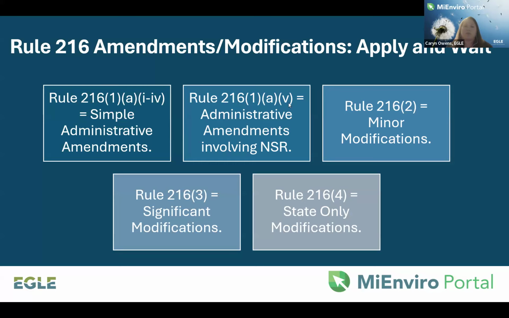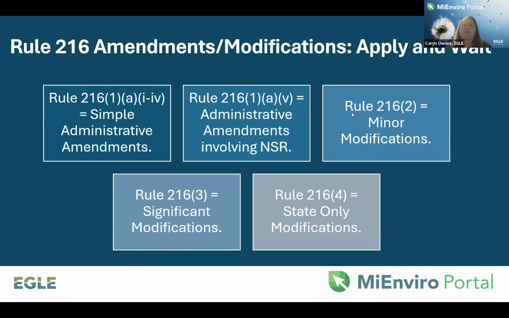Then we have Rule 216(1)(a)(5). Those are your administrative amendments. This involves a new source review permit to install, or PTI. This is a permit to install that went through public comment, and it was dual noticed with your ROP. When you can show compliance with the new changes in this permit to install, then you can submit an administrative amendment to have that equipment information incorporated into your ROP. And this type of change would go through a 45-day EPA review.